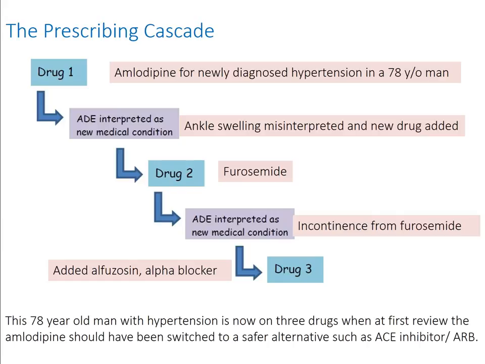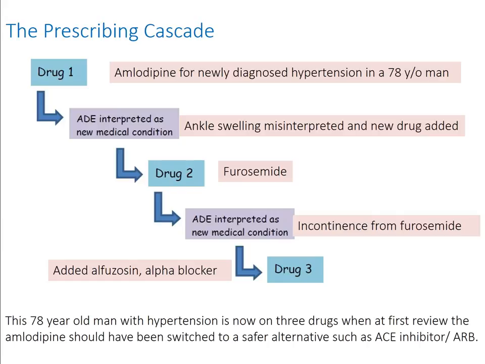The prescribing cascade is quite easy to understand, but many doctors fall into this trap. So just take the example of a patient who is age 78, newly diagnosed with hypertension, and he started on amlodipine. Some weeks later, he comes back for a review, and he mentions that his ankles have swelled up. The doctor misinterprets this as being edema and prescribes furosemide.